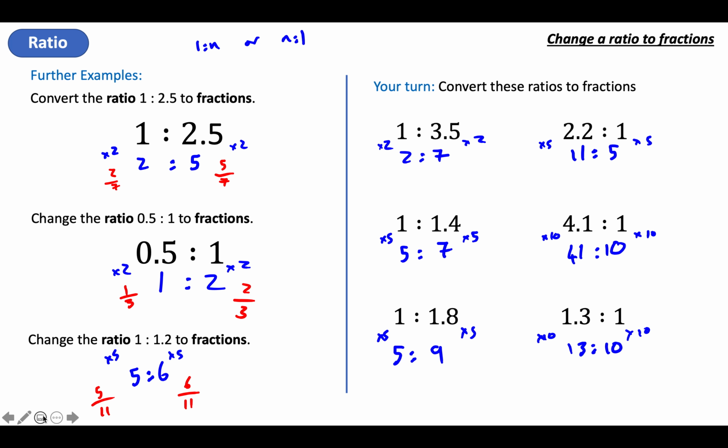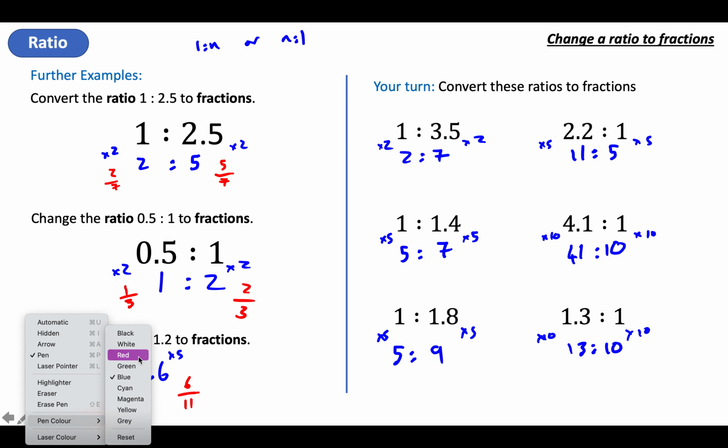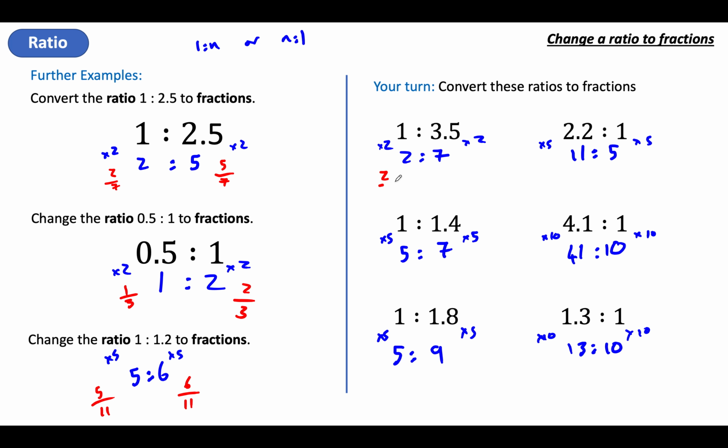Okay, so I've changed all of my ratios to fractions with whole numbers. I can then come back and do my fractions. 2 and 7 is 9, so it's 2/9 and 7/9. 11 and 5 is 16, so this is 11/16 and 5/16. This one, 5 and 7 makes 12, so it's 5/12 and 7/12.